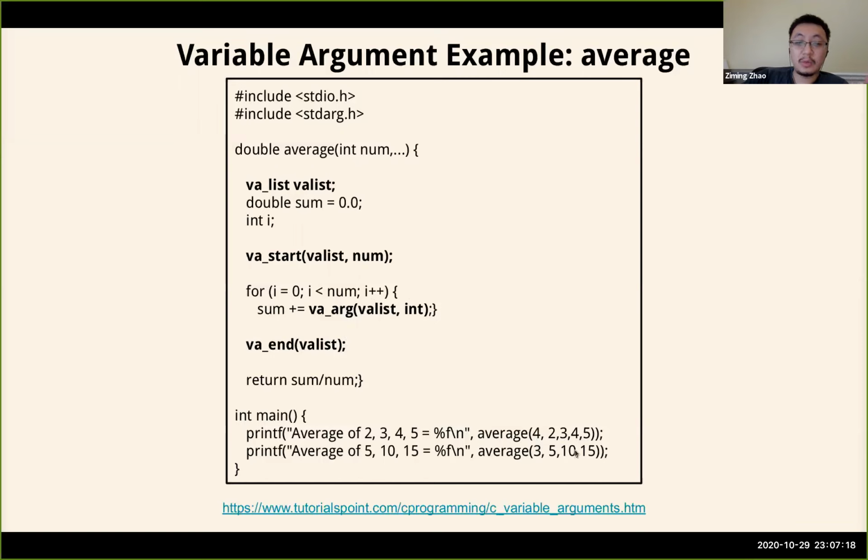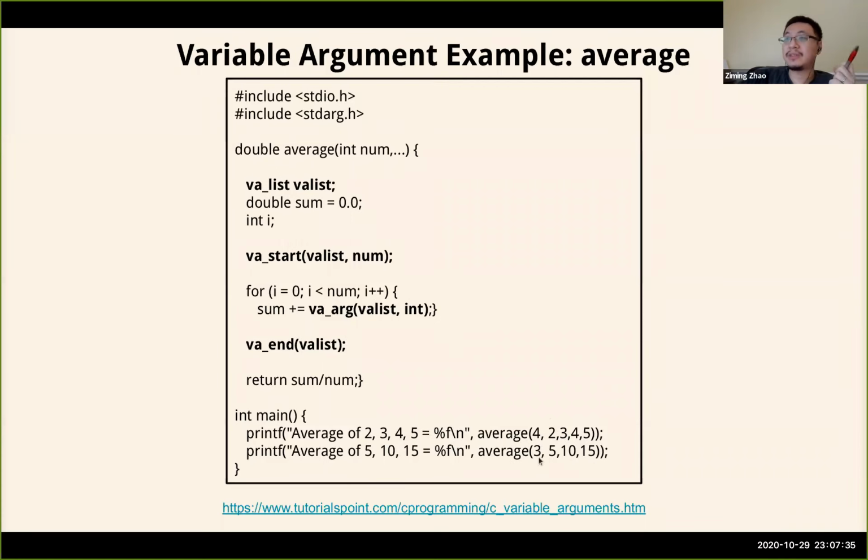So here we want to calculate the average of 2, 3, 4, 5. There are 4 numbers. Then we tell the function average, there are 4 numbers. They are 2, 3, 4, 5. Then the second one, we have 5, 10, 15. Then we tell it has 3.